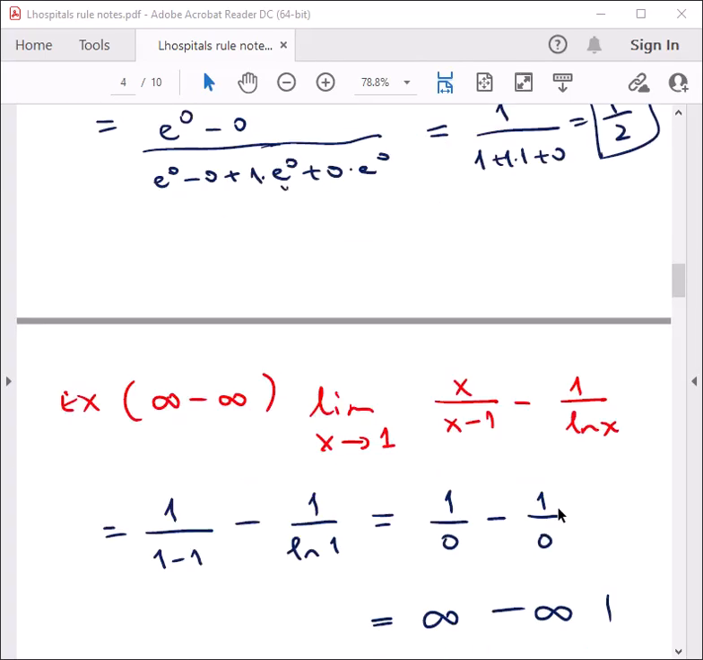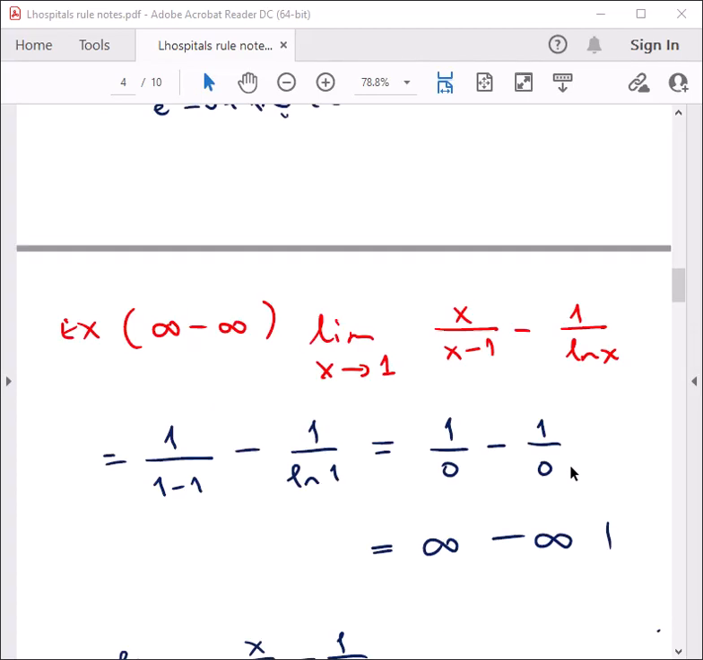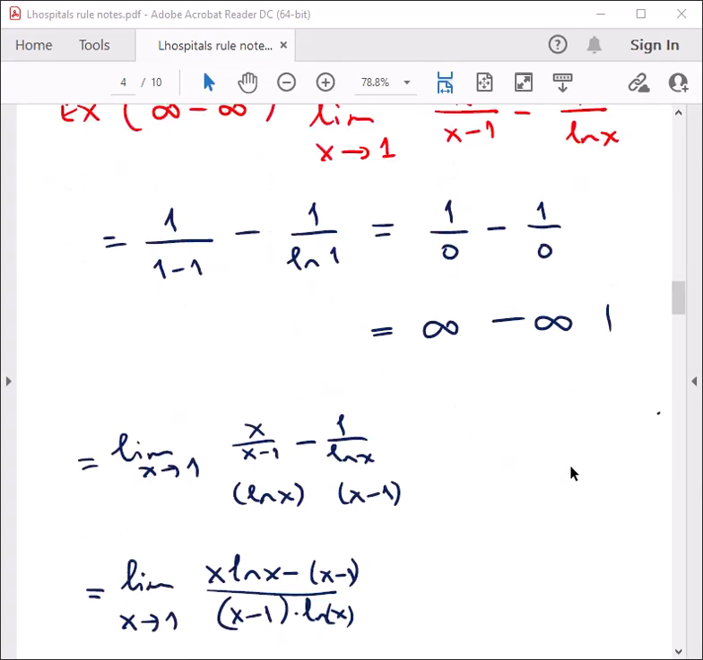Now there is another example. Let's say we have the limit of x over x minus 1 minus 1 over ln of x when x goes to 1. So when we let x go to 1, we are going to have 1 over 1 minus 1 minus 1 over ln of 1, which will be infinity minus infinity.